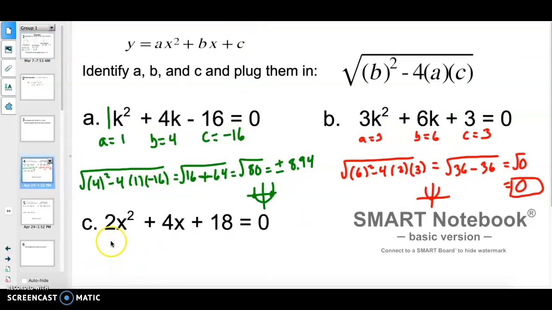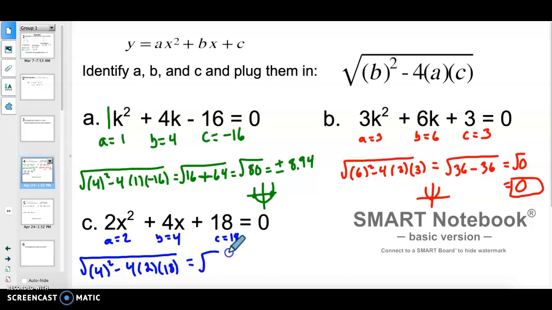Finally, the last type that you might see, we've got a equals 2, b equals 4, and c equals 18. If I plug those values in, we get b squared, so 4 squared minus 4 times a times c. So 4 squared is 16, and 4 times 2 times 18 is going to give us 144. Right away, you should be able to see 16 minus 144 is going to give us a negative number. If we actually do that, 16 minus 144 is going to give us negative 128.